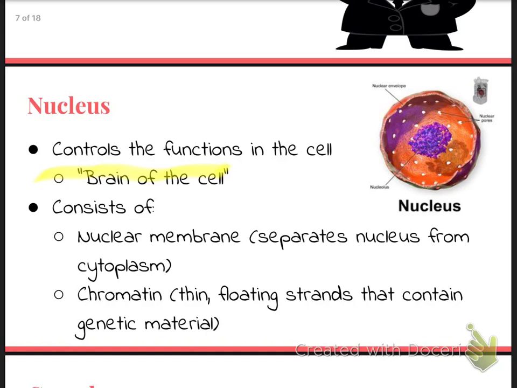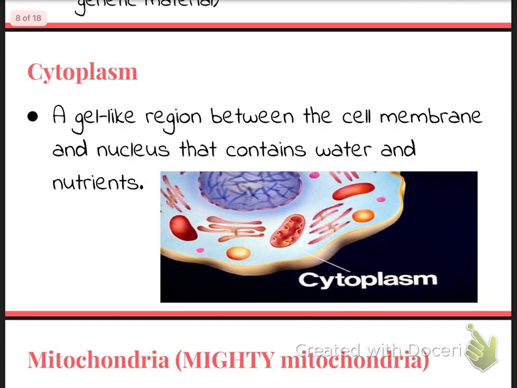So the nucleus has a bunch of different parts to it. It has a nuclear membrane, kind of like the cell membrane, except it's a membrane that just goes around the nucleus to control what enters and leaves the nucleus. And it also separates the actual nucleus from the cytoplasm and other parts of the cell. Also in the nucleus, you're going to find chromatin, which is thin floating strands of genetic material. So any DNA that's within the cell is going to be chromatin, and it's going to be in the nucleus.